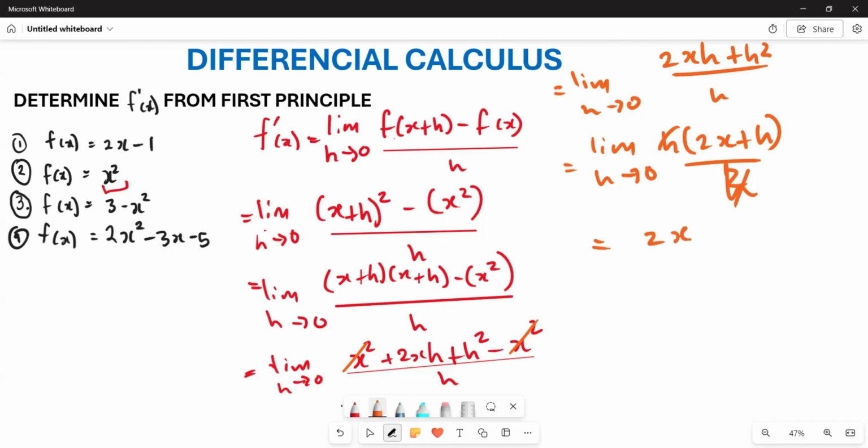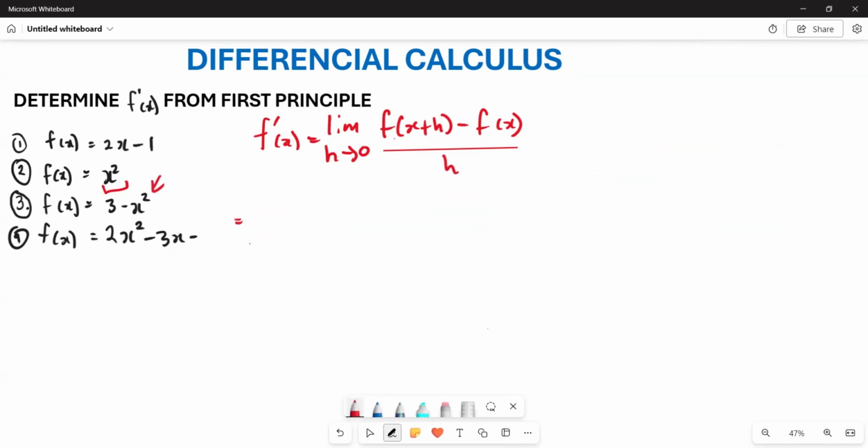2x plus h. Now, when there is h, you are going to substitute the 0, because the h in your denominator, we've already got rid of it, or we've already cancelled it. So the answer that you're going to have here is going to be 2x altogether. So basically, the first derivative using the first principle is going to be 2x.